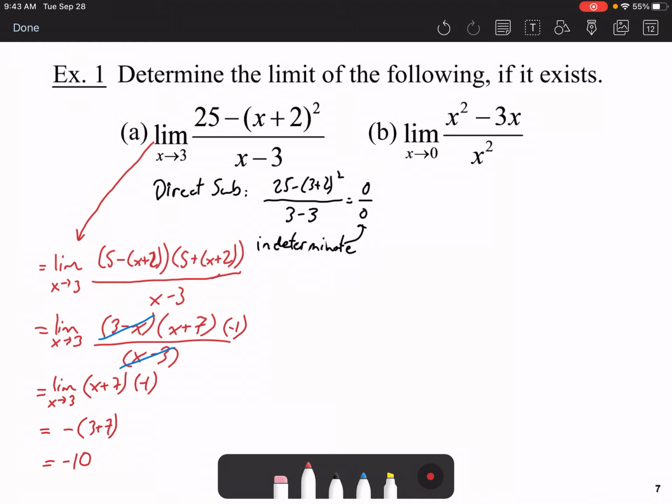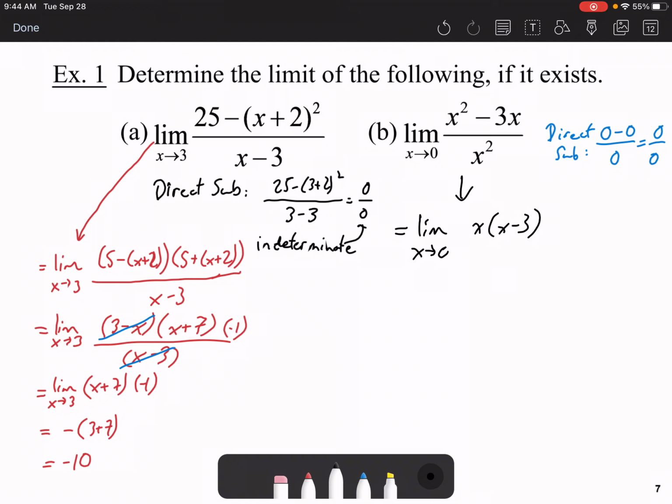So again, let's try this next one. Let's try direct substitution. If I substitute the value 0 in, I get 0 minus 0 over 0, which is 0 over 0. So that doesn't work. Let's try again to factor. So I can factor out an x from the numerator. I can cancel one of the x's from the numerator with one of the ones from the denominator.